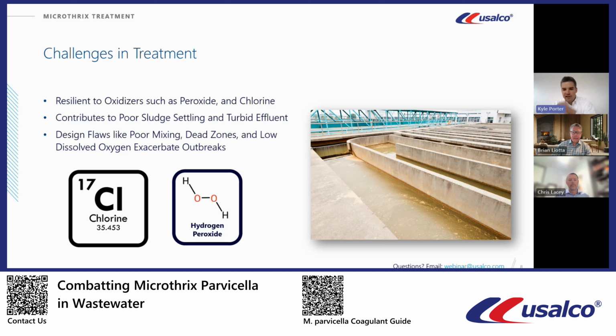Like I said, you'll see many of the telltale signs when you see that kind of bulking and foam on the top, and you'll really have poor sludge settling. And the main thing you'll see at the end too is you'll have a very turbid effluent at that point, and it doesn't really matter how much coagulant or anything you throw at it initially, it's going to seem like it's not making a difference.